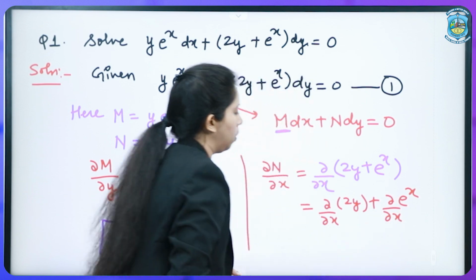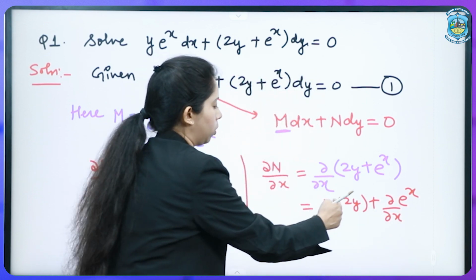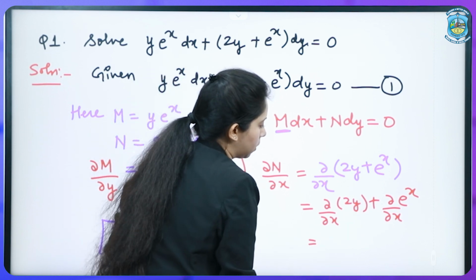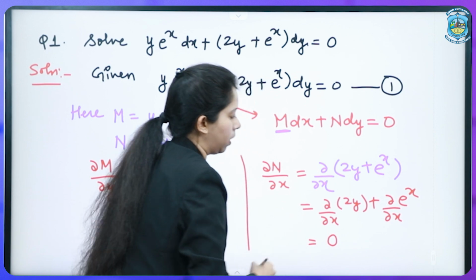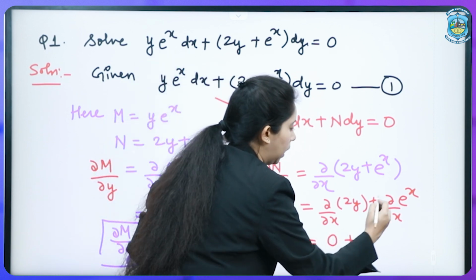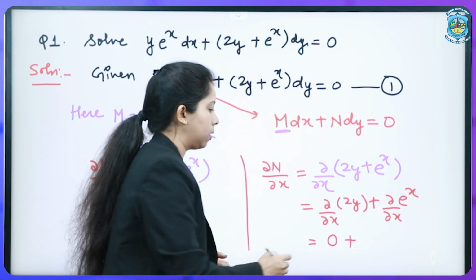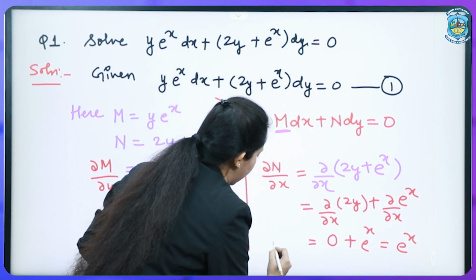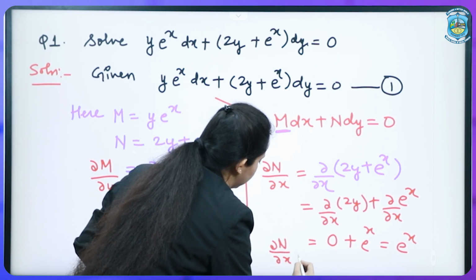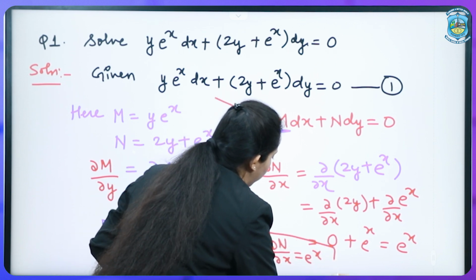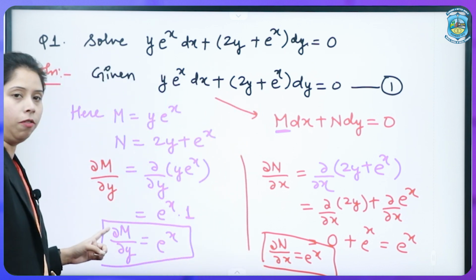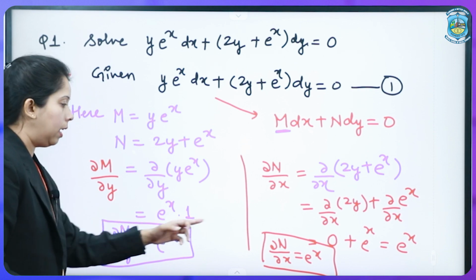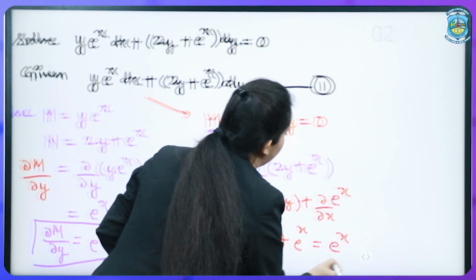Now for the first term, we have 2y, and we have to differentiate this function with respect to x partially. So treating y as constant, differentiation with respect to x will give us 0, and differentiation of e^x with respect to x is e^x. So finally the value of ∂N/∂x is e^x, which is the same as the value of ∂M/∂y. So we can clearly see that ∂M/∂y is equal to ∂N/∂x.